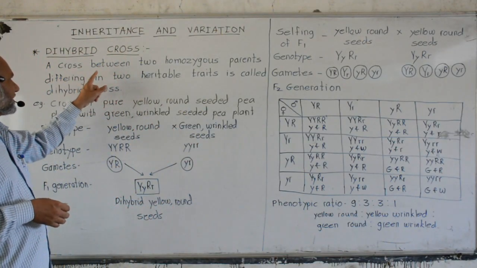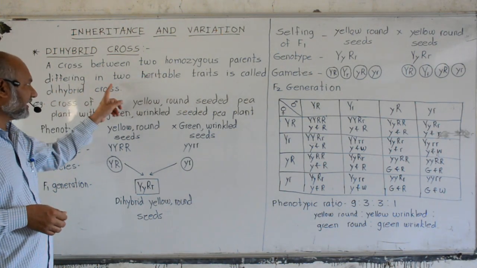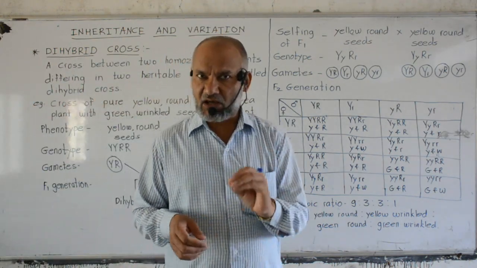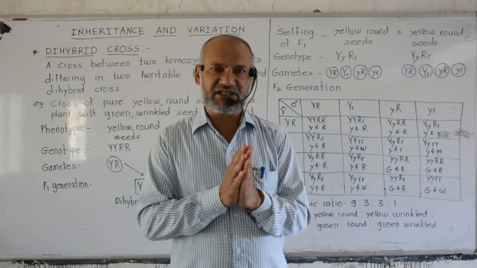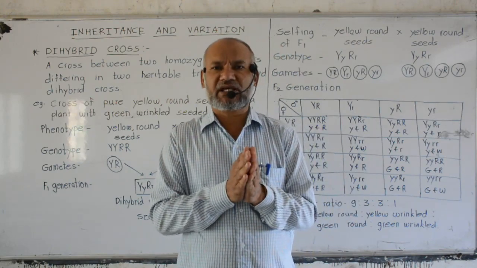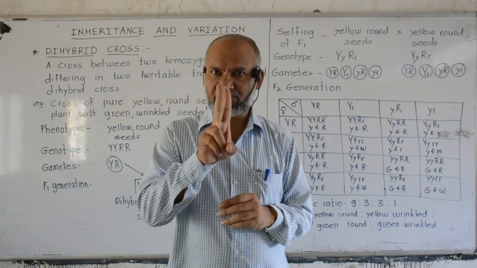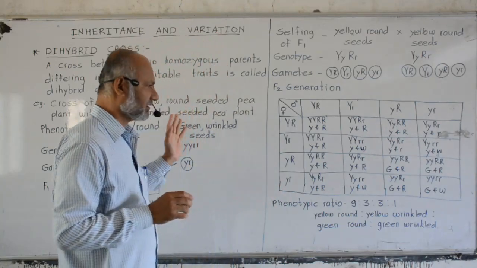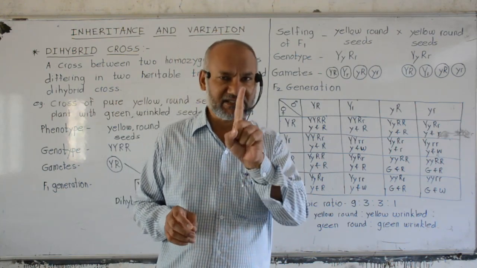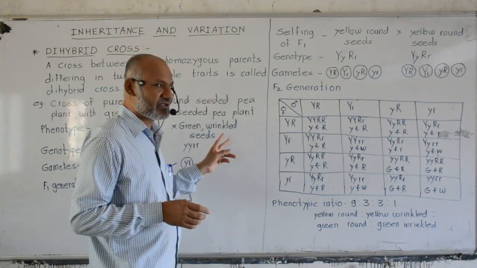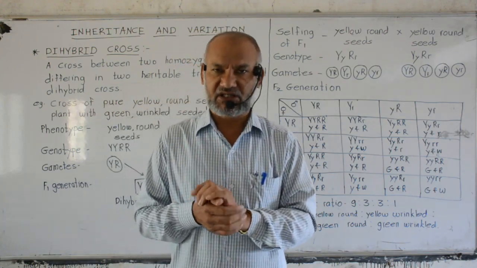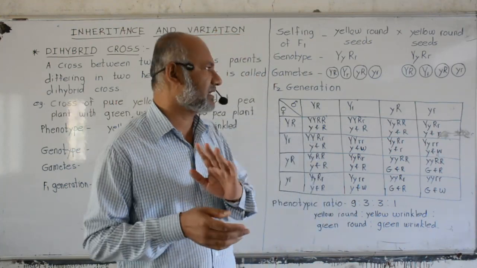Now the dihybrid cross is a cross between two homozygous parents differing in two heritable traits. Or simply, it is a cross between two homozygous parents by considering two pairs of contrasting traits at a time. In monohybrid cross we consider a single character, while in dihybrid cross we consider two characters. Single character means one pair of contrasting characters, while two characters means two pairs of contrasting traits.